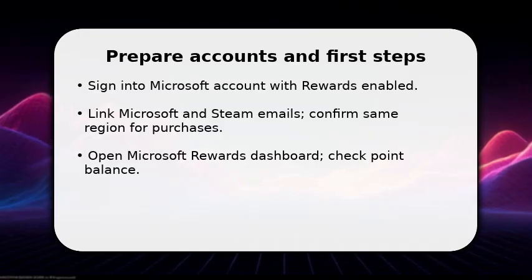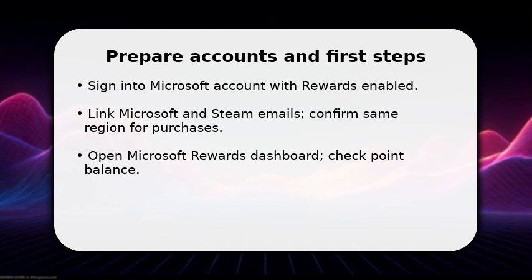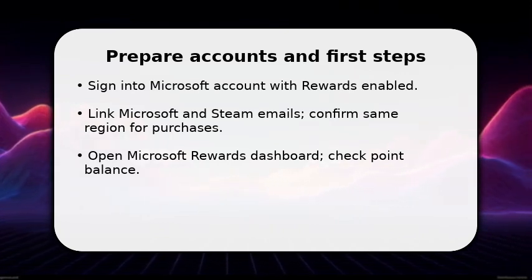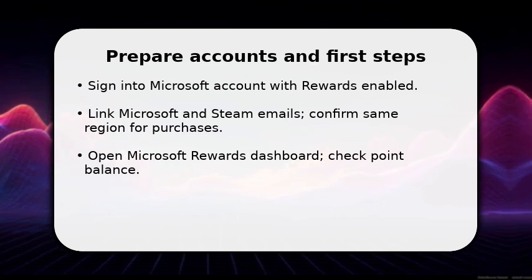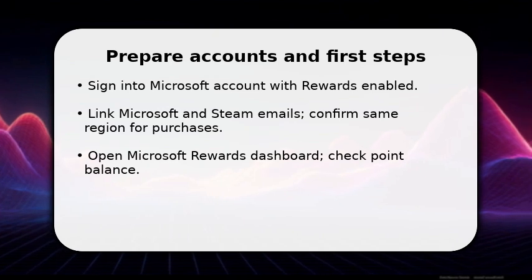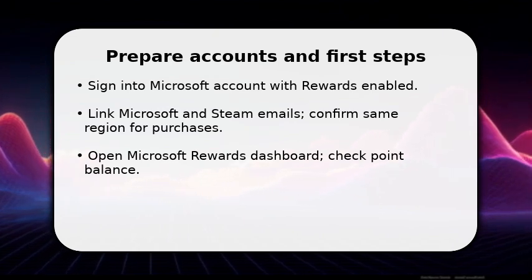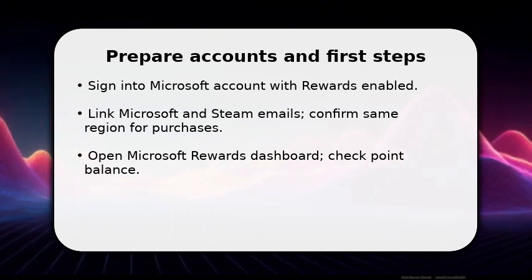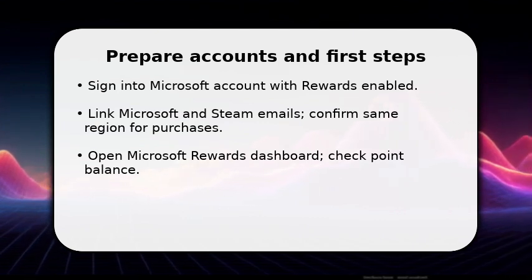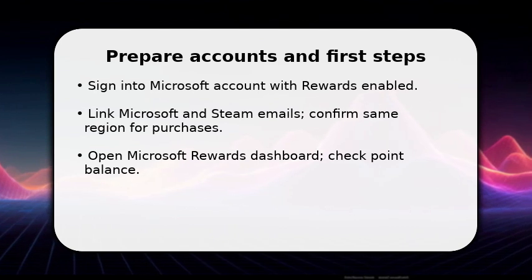You start by confirming prerequisites. Sign into the Microsoft account that has rewards active and verify your region matches Steam's store. Once done, open the Microsoft Rewards dashboard and note your current points balance so you know what you can afford. Make sure your Microsoft account email is accessible and matches the email you'll use for purchases. This avoids region or delivery issues.